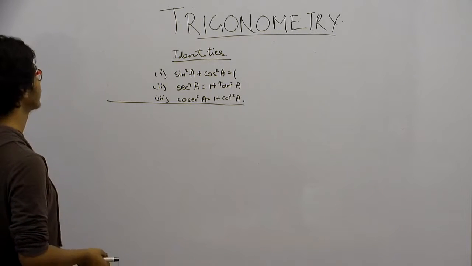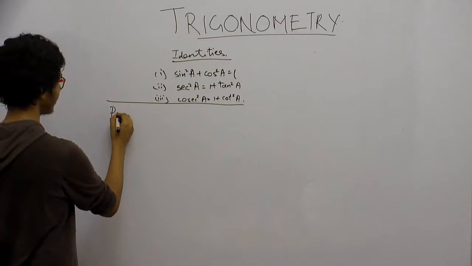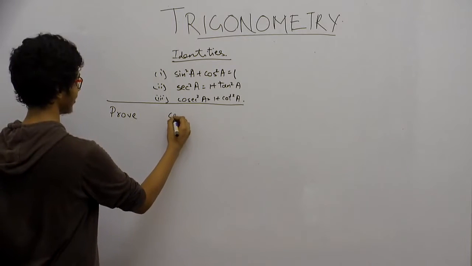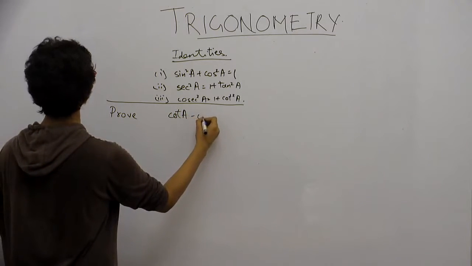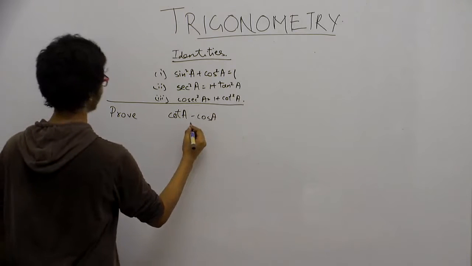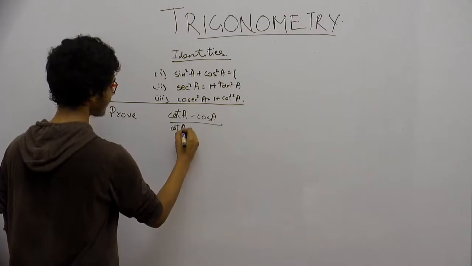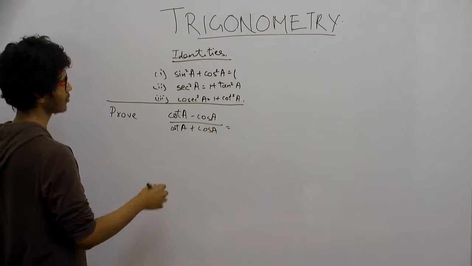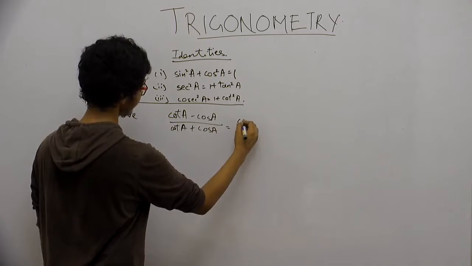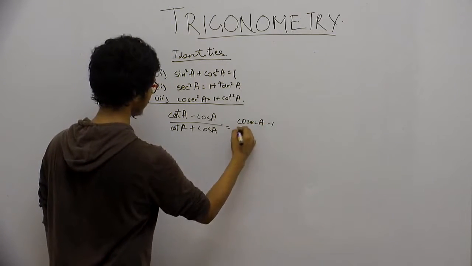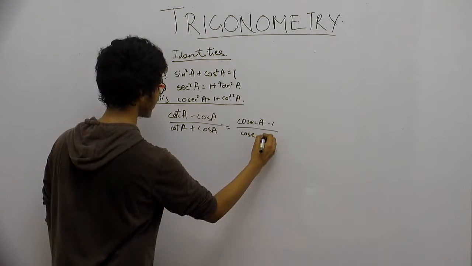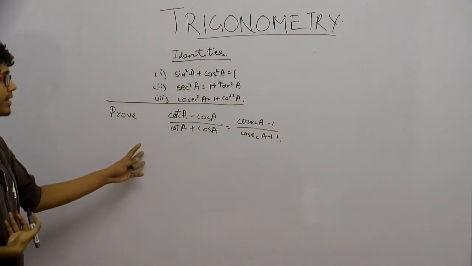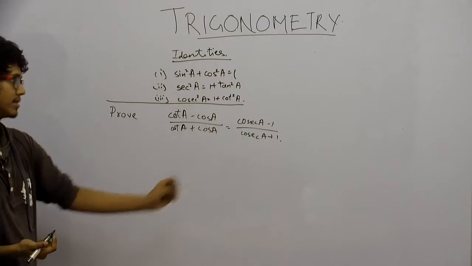Now, suppose we have to again prove LHS equals RHS. LHS is left hand side, RHS is right hand side. LHS we are given (cot A minus cos A) divided by (cot A plus cos A). We have to prove that it equals (cosec A minus 1) divided by (cosec A plus 1). Now we start of course from the LHS and we proceed to RHS.